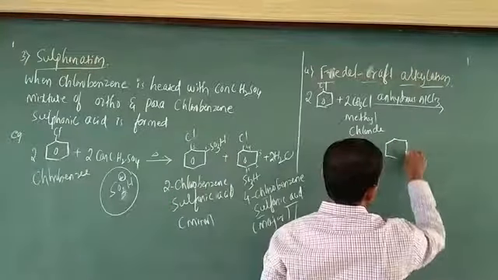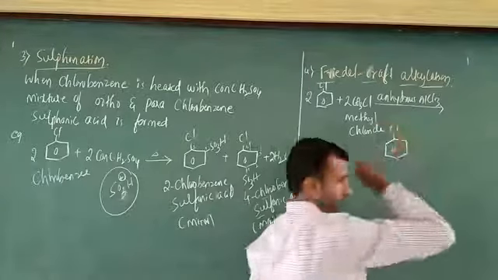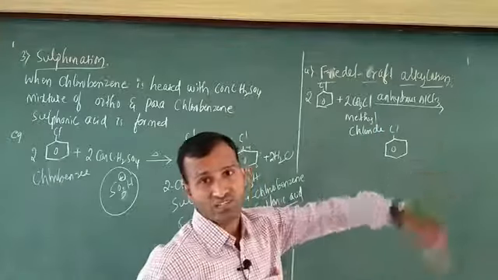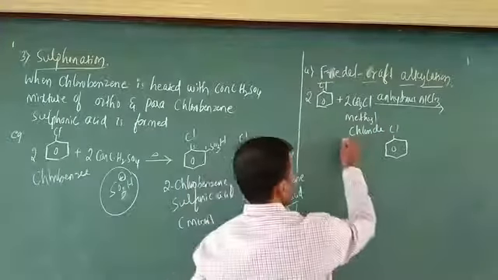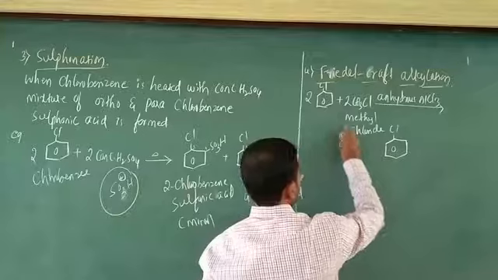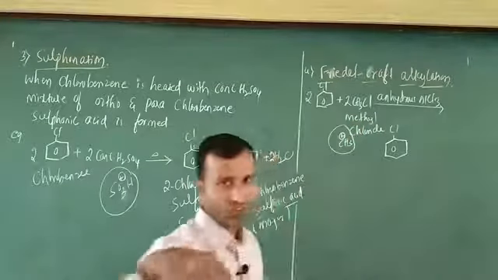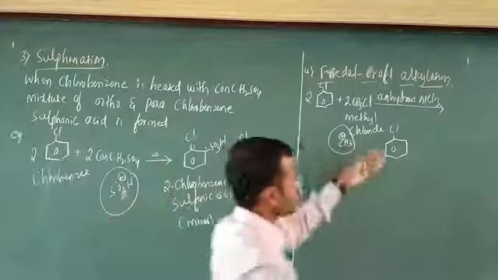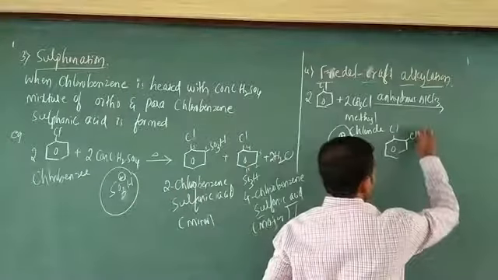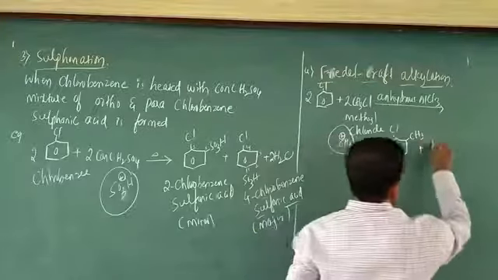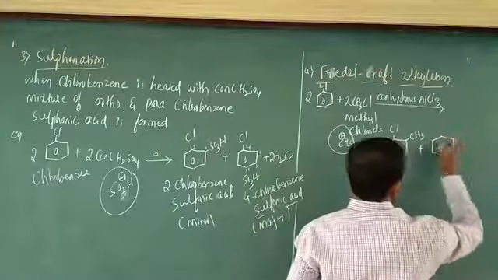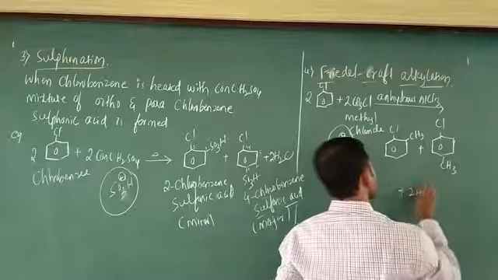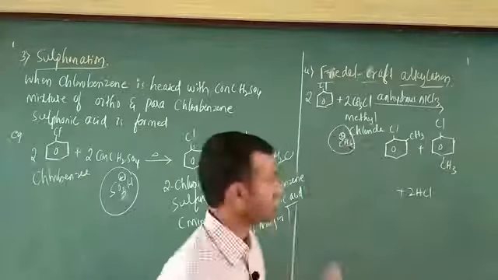In this case CH3Cl is there. Which electrophile is going to be generated? CH3 plus. Bear in mind, CH3 plus acts as the generated electrophile. This CH3 plus is going to attack the benzene ring, plus Cl, plus release of 2 moles of HCl. Is it clear? Very simple reaction.